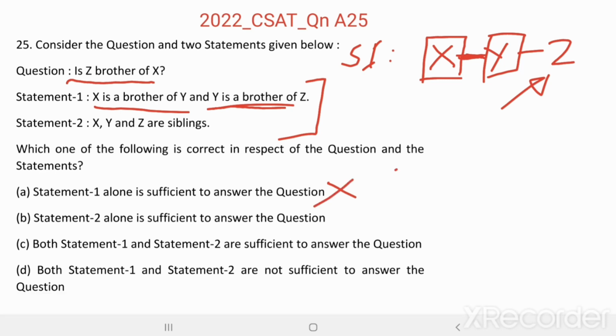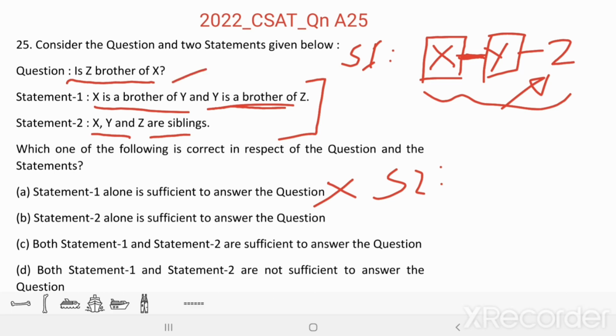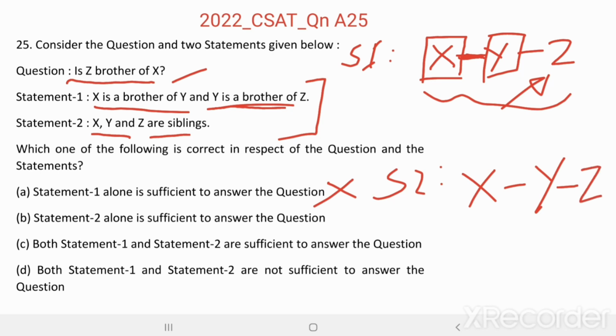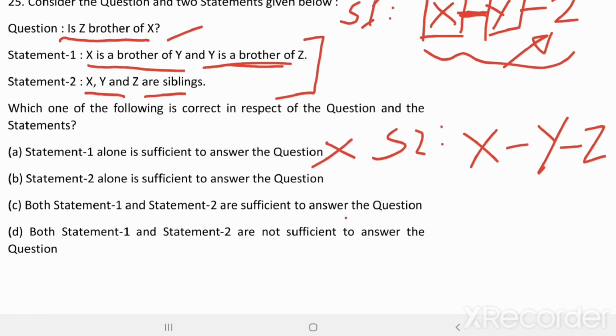Now see the second statement. X, Y and Z are siblings. From first statement itself we got X, Y, Z are siblings, and we could not answer the question is Z brother of X. So both first and second statements are not sufficient to answer the question. Option D is the right answer.